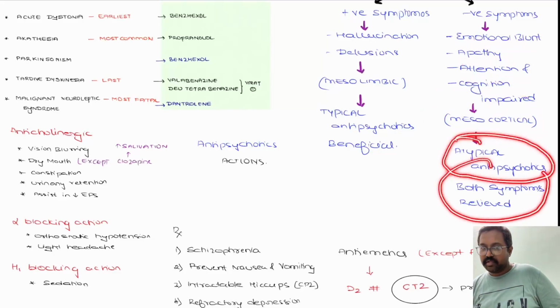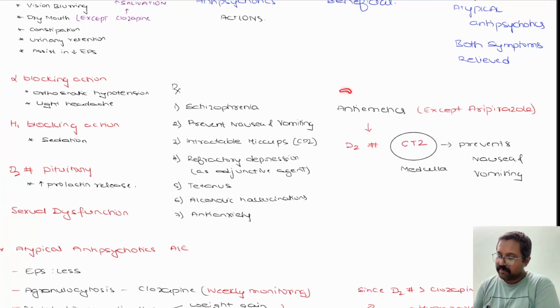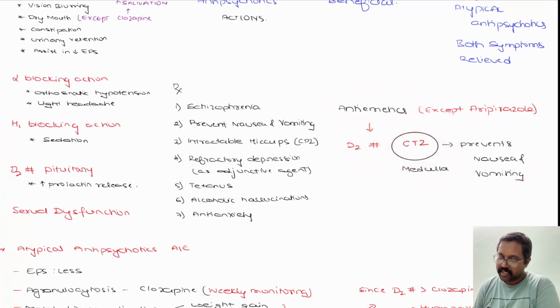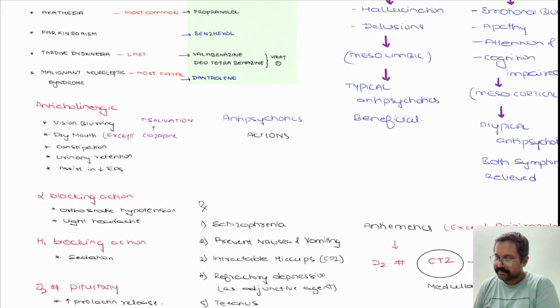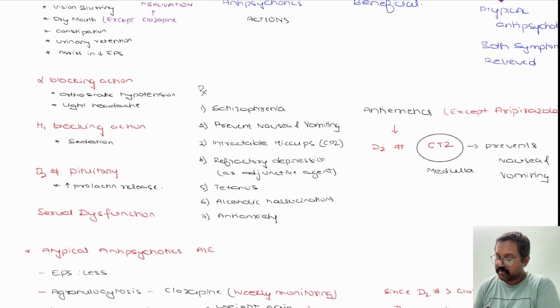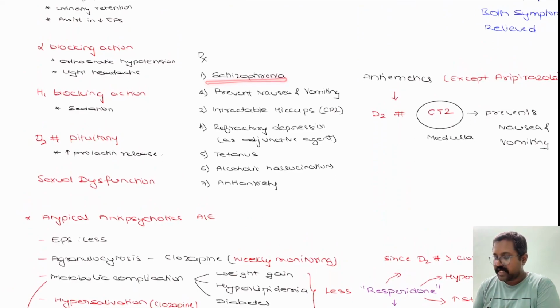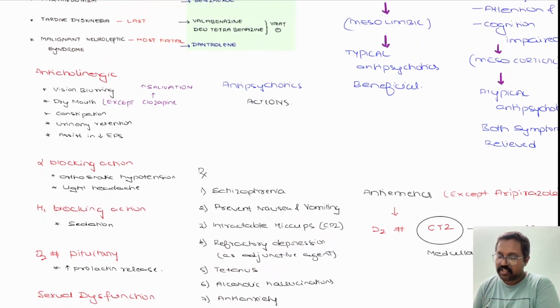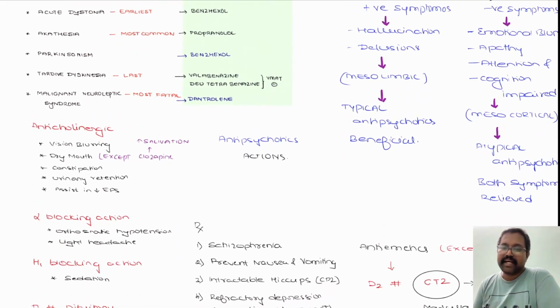Atypicals relieve both the positive as well as the negative symptoms of schizophrenia. Antipsychotics also have anti-emetic activity, except for aripiprazole, because they block D2 activity on the CTZ and prevent nausea and vomiting. So what are the uses? They can be used in schizophrenia, as an antiemetic agent to prevent nausea and vomiting, for intractable hiccoughs, for refractory depression as an adjuvant agent, for tetanus, for alcohol hallucinations, and as anti-anxiety agents to reduce anxiety.